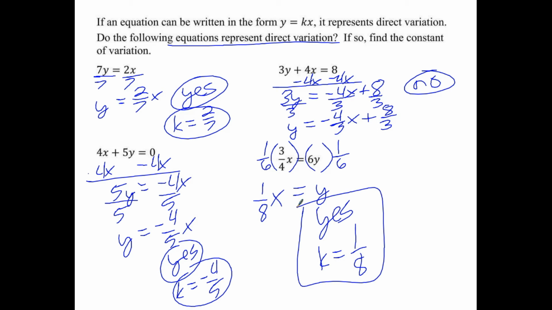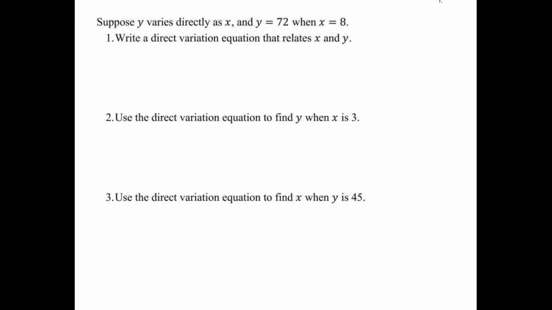That's the idea. If you got extra junk hanging off on the side, like that 8/3 on that second problem, no, that's not direct variation, okay? If you can get it looking like y equals kx with no other stuff hanging over the side, then it is direct variation, and that k is just the number attached to the x. All right, so these problems are the classic types of direct variation problems that you're going to see.